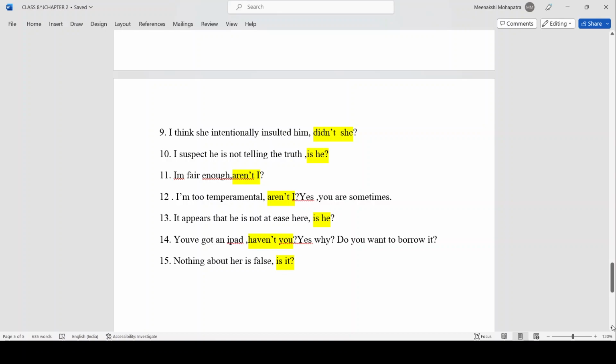Now, children, in this exercise, all these question tags they end with a question mark and they are questioning words too. So, we come to the end of this chapter, number 2, more about sentences.